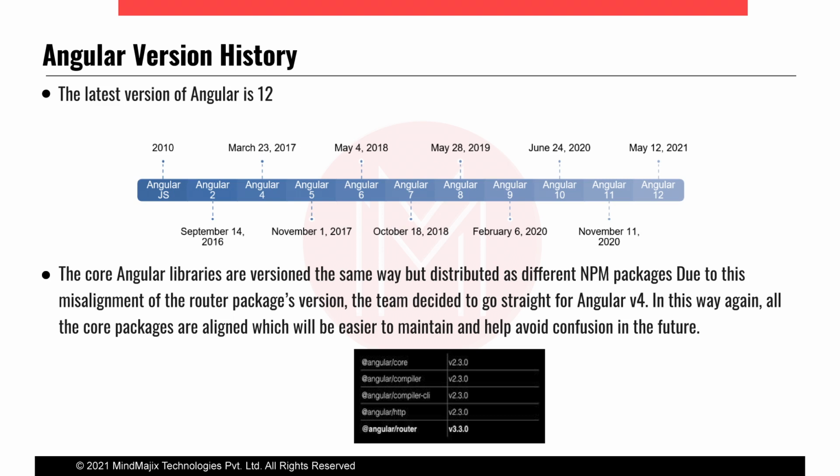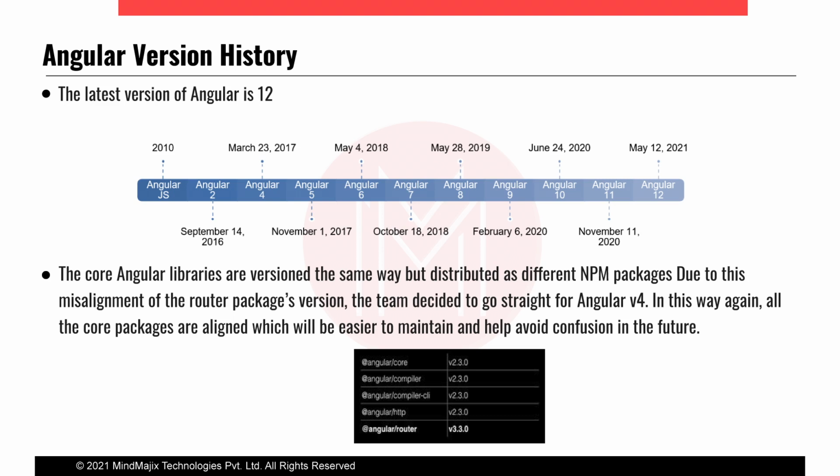AngularJS means Angular 1, 1.x. Okay, Angular 1, 2, and 3 was missing, right? So why was 3 missing? 4, 5, 6 are continuous, but 3 was missing, right? So the reason behind it is, if you see this diagram, these are the packages.